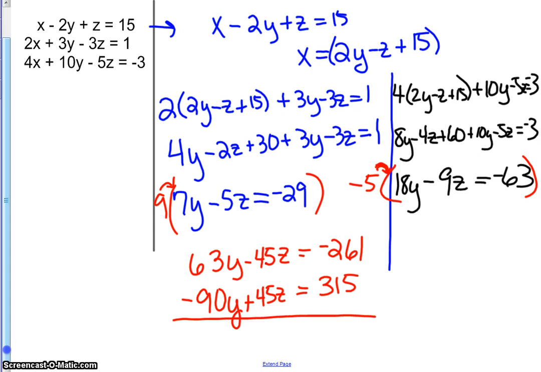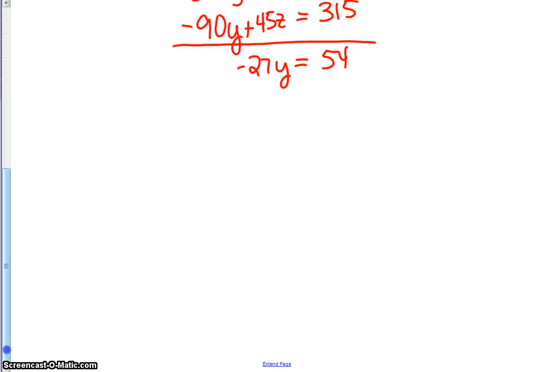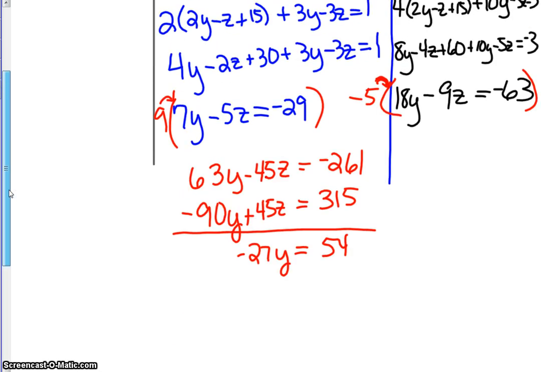Okay, so here we get 54. Here was a 0 for the z's, and when we go 90 minus 63, it is 27y. So it's a negative 27y equals 54. So now we're going to go 54 divided by 27, and we get 2. So y would equal negative 2. We're going to go back.